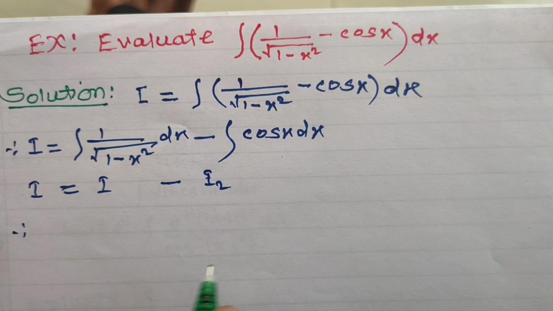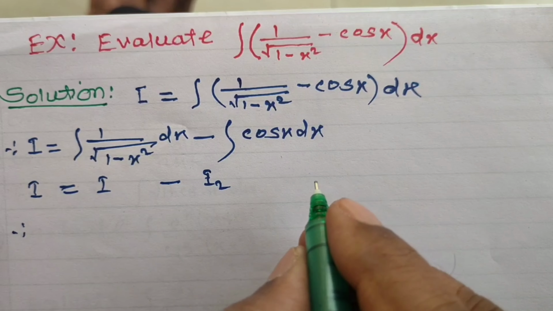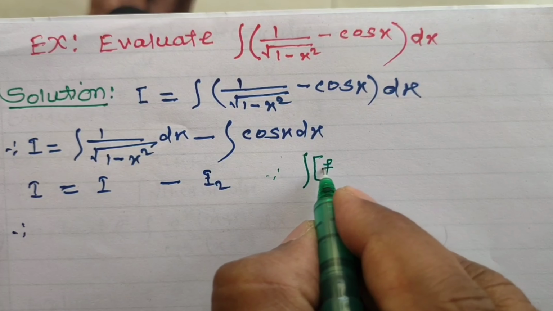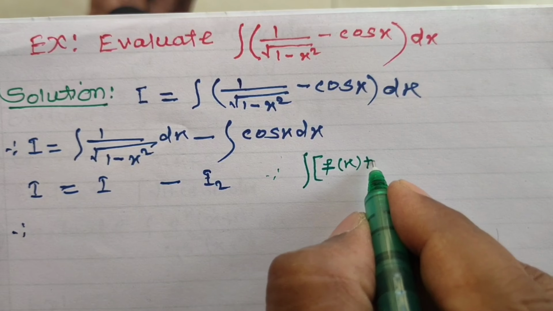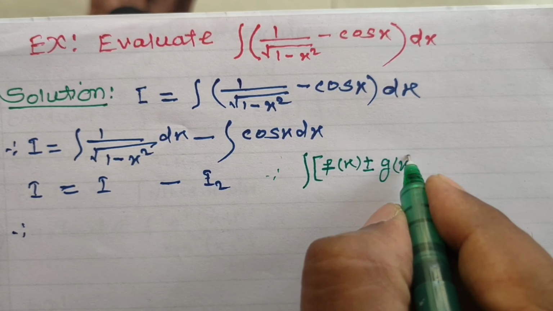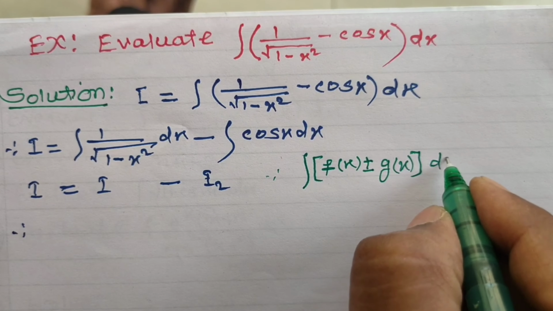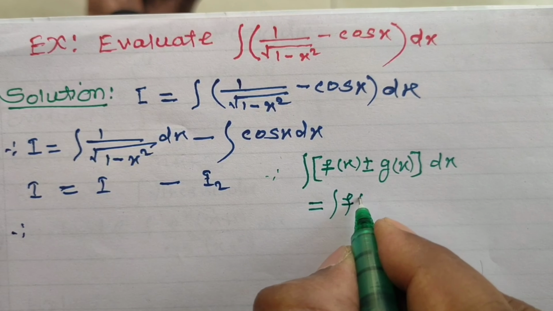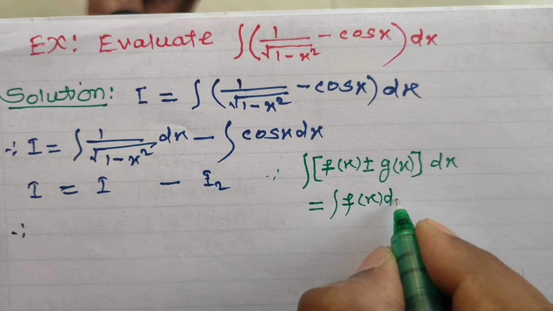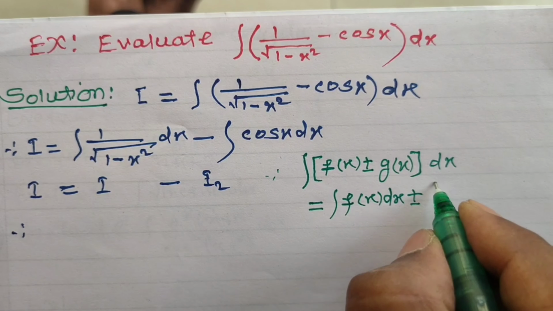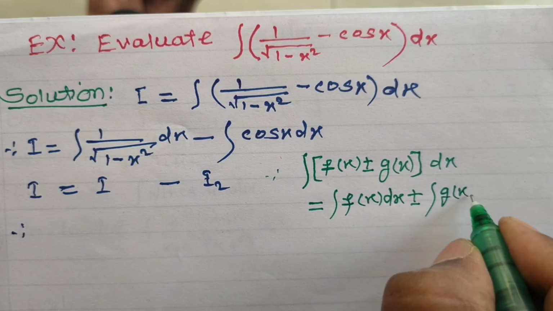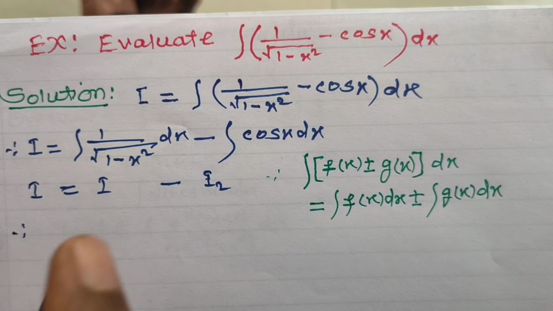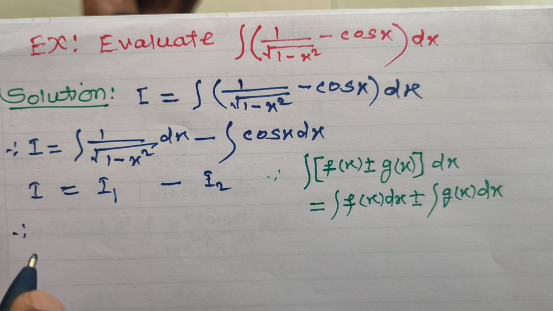Since the integrals are separated by using the formula, the integral of f of x plus or minus g of x with respect to x is equal to the integral of f of x with respect to x plus or minus the integral of g of x with respect to x. Now let us evaluate I1 and I2 separately.